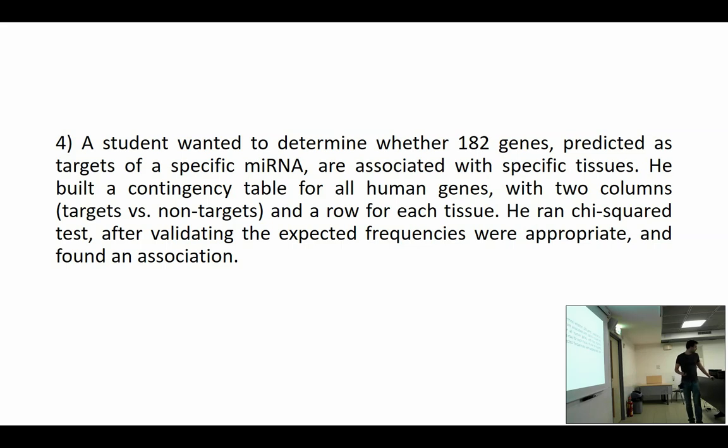But if you're just doing one tissue versus the entire rest? One versus rest? Yeah. Then that would work? It's also not mutually exclusive. You're counting the same gene here and there.